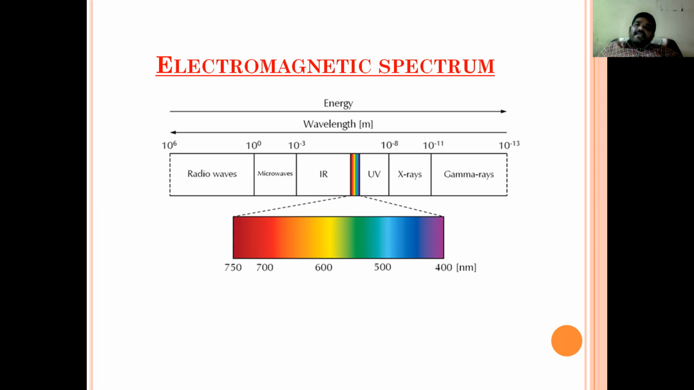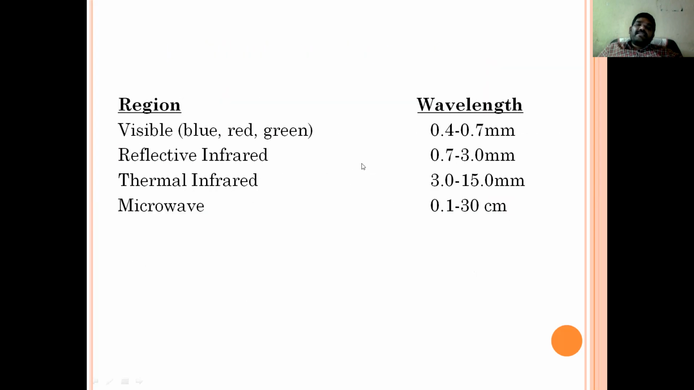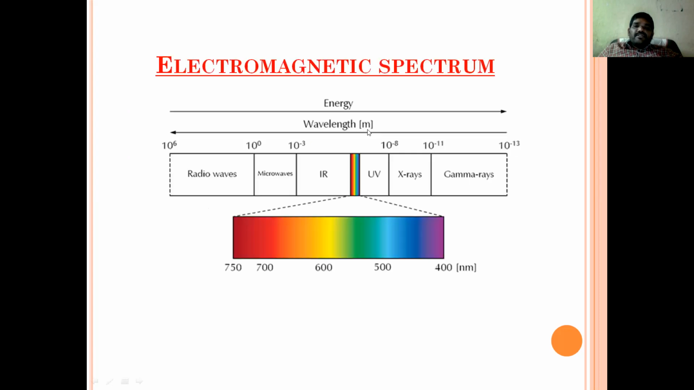Here you observe gamma rays, X-rays, UV rays, IR (infrared), microwave, and radio. In remote sensing, the better way is to look at the visible range, which we have seen in the previous case. This is the visible region, 0.4 to 0.7 micrometers. The same is here, 0.4 to 0.7. This is the visible region.